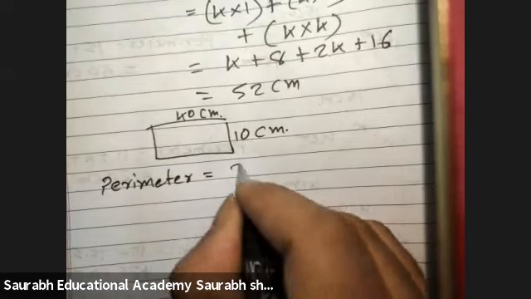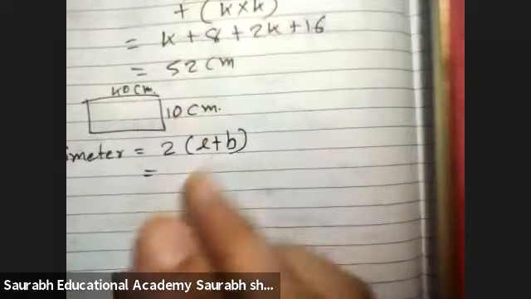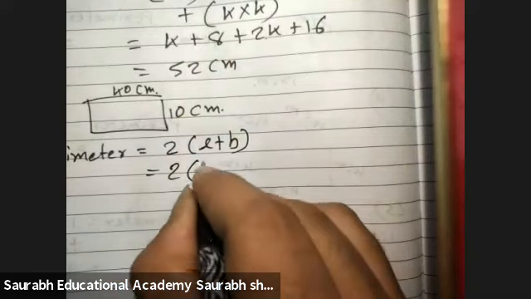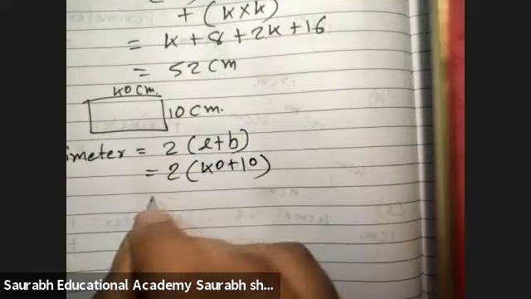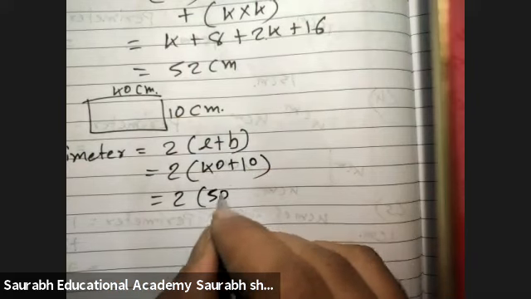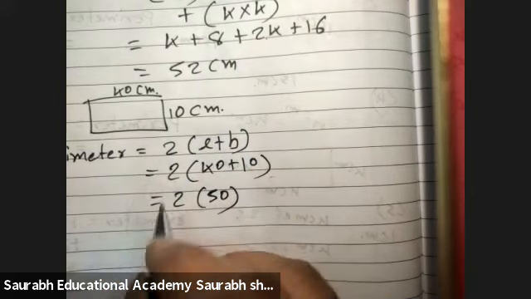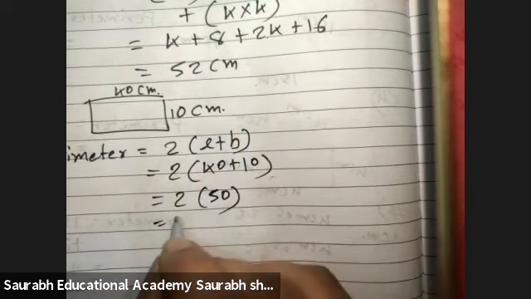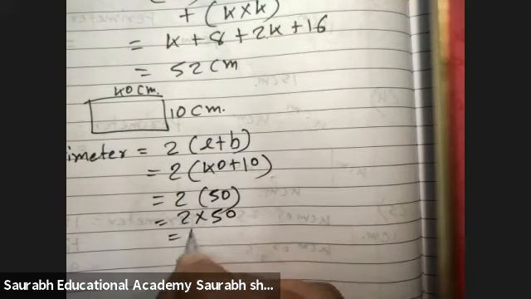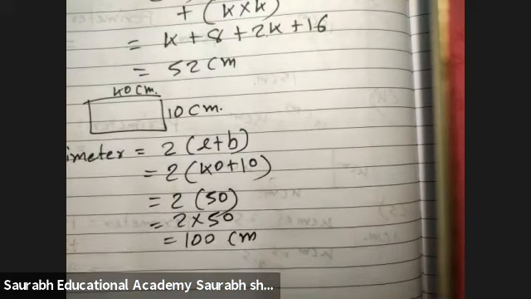Perimeter of rectangle is 2 into bracket L plus B. Length is 40, breadth is 10. So what is 40 plus 10? 50. And 50 into 2. Bracket means multiply. So 100 centimeter is the answer.